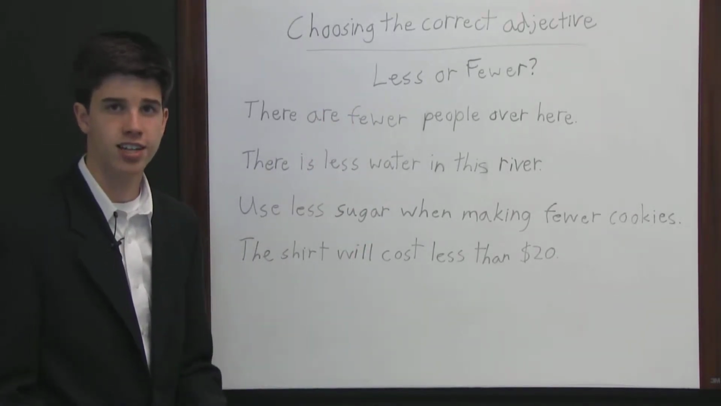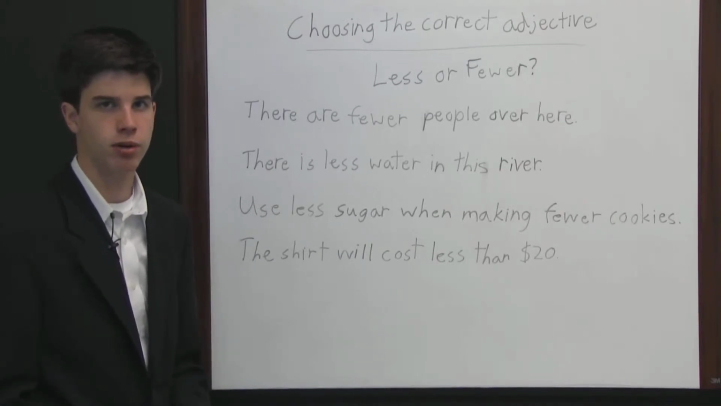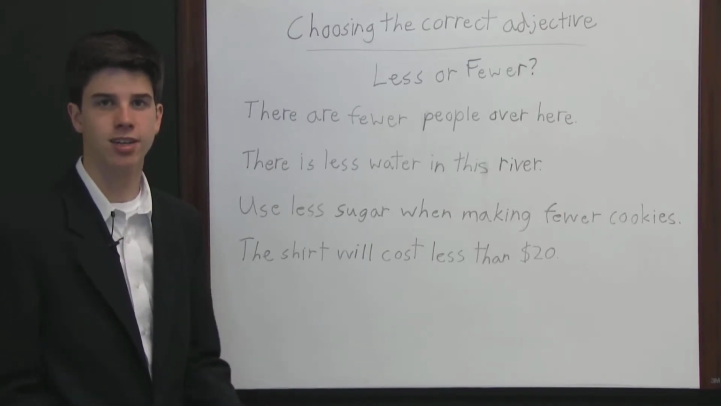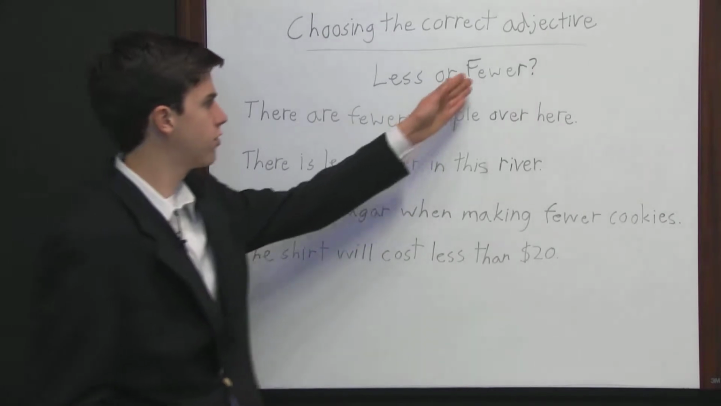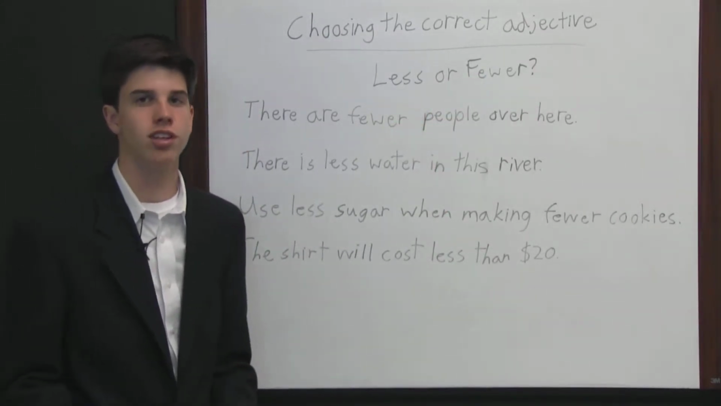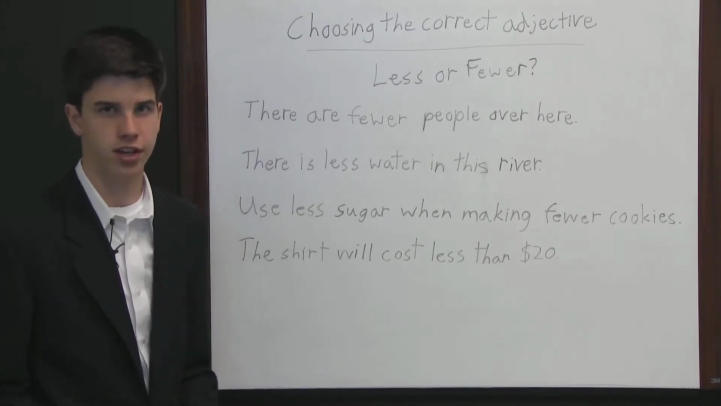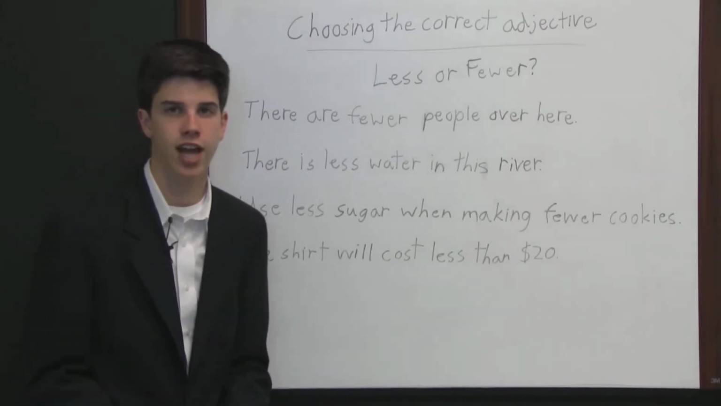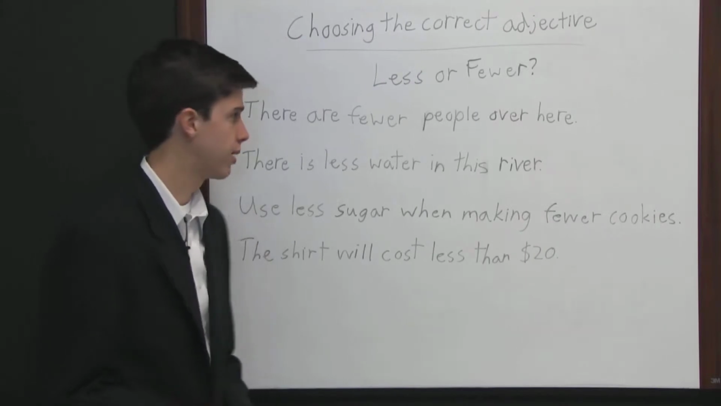Like you would say, there is less sand on this beach than the beach we were at last weekend, because sand's not something that's countable. You use fewer when you're referring to something that is countable. Like, there are fewer doors on this house than the last house we lived in, because doors is something that's very countable. Let's take a look at some examples.